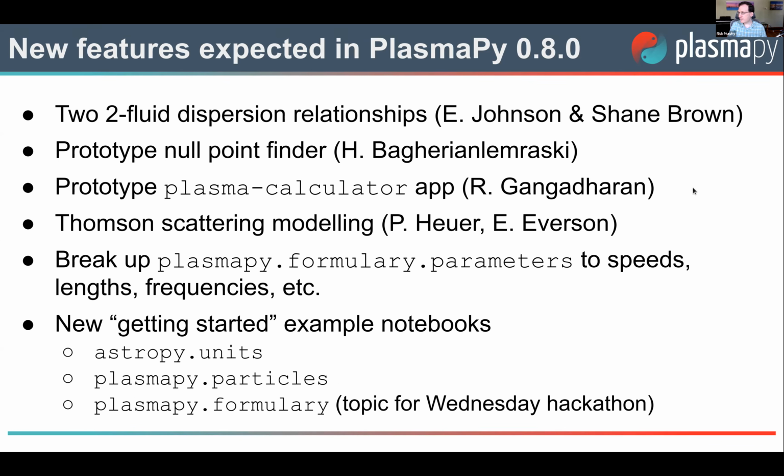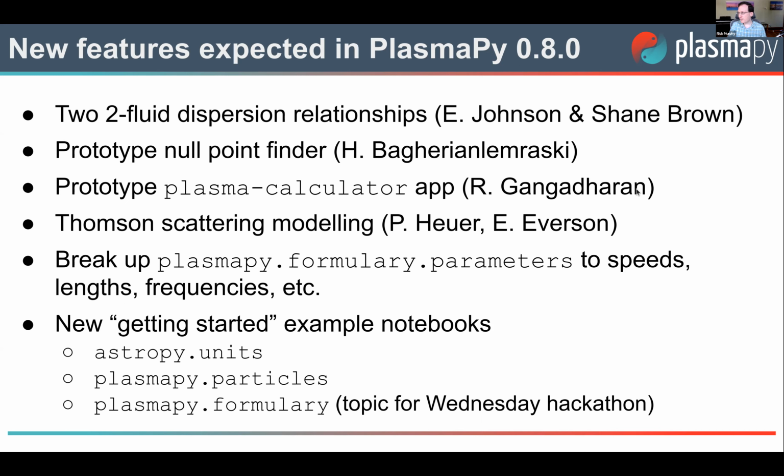We also had a contributor add a plasma calculator app. This is something you can run from the command line and it'll open in your browser window, and you can use it to calculate a variety of plasma parameters using plasmapi.formulary. This is pretty new. It's not in 0.7, and we're hoping to do some user experience testing in the near future to get it to work. We also have some Thomson scattering modeling capabilities, and this is more for especially high energy density plasmas.